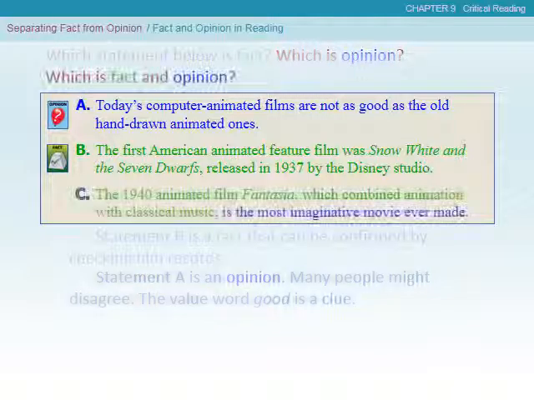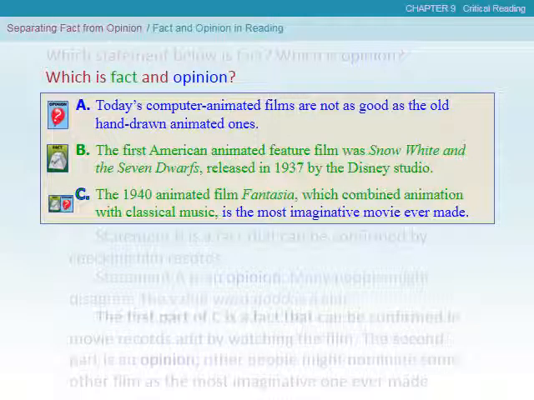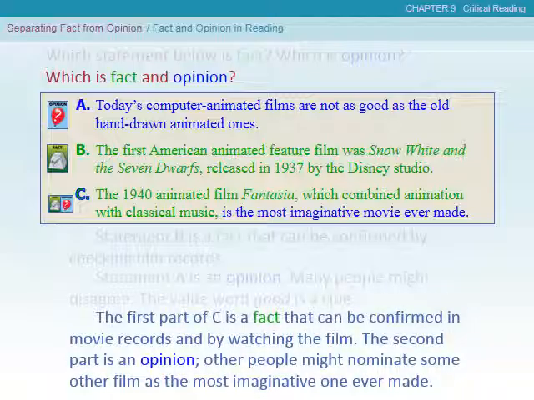Okay, but if we look at the last one, we have a combination of fact and opinion. So we can go back and check if it was made in 1940 and if it combined animation and classical music. That's a fact. But when we say most imaginative, that is a value word, so that's an opinion.